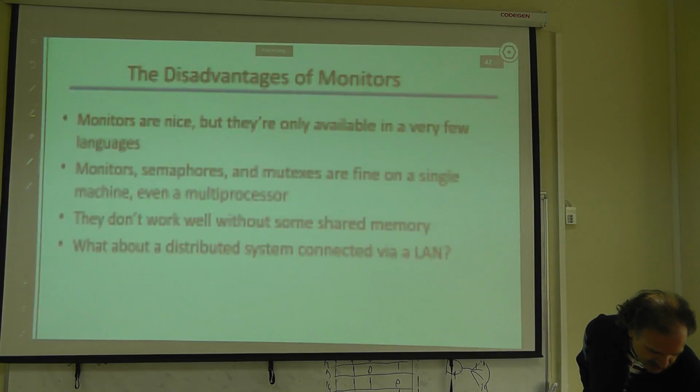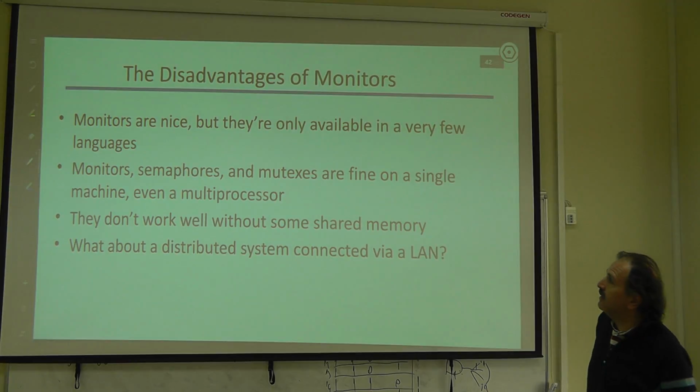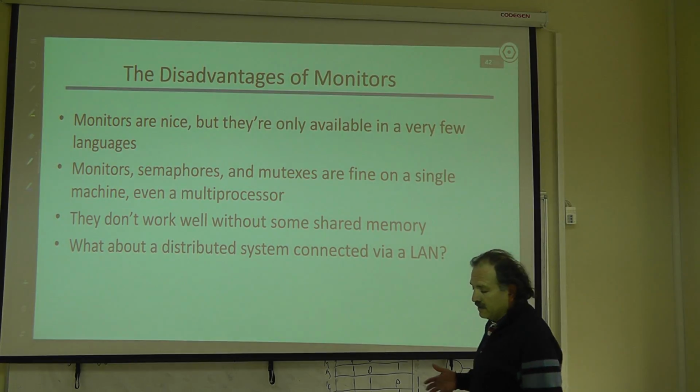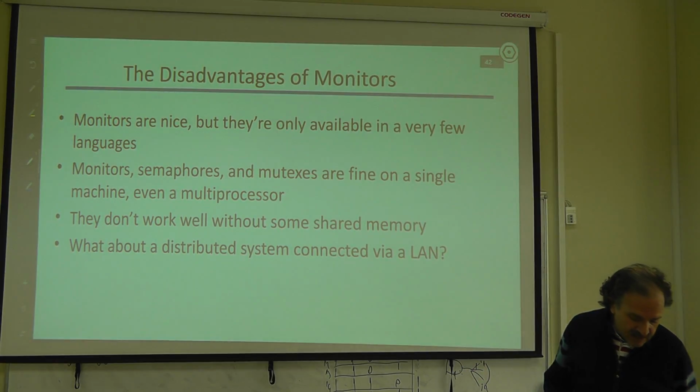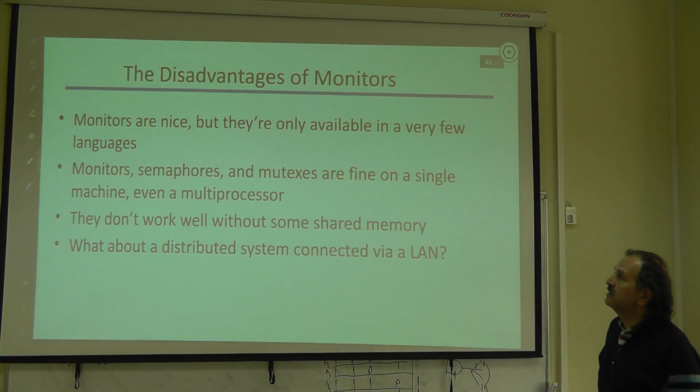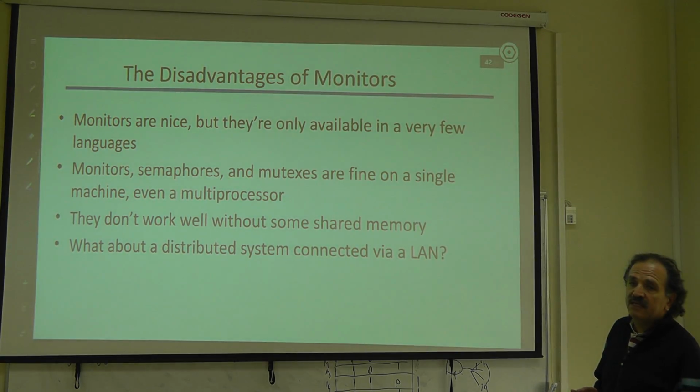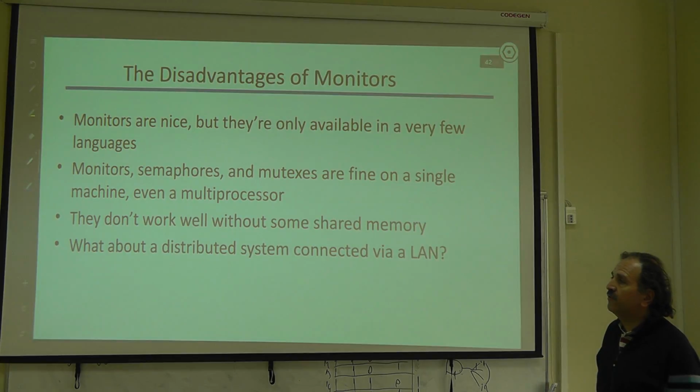So we looked at this, and again, as always, we talk about the advantages of the stuff that we learned, and we look at the disadvantages. So what are the disadvantages of monitors? They are nice, but they are language dependent. For example, in C and C++, we don't have that synchronized keyword, okay? So the language doesn't support these type of mechanisms for some of the languages. For newer languages, they are okay, but old languages don't do that.